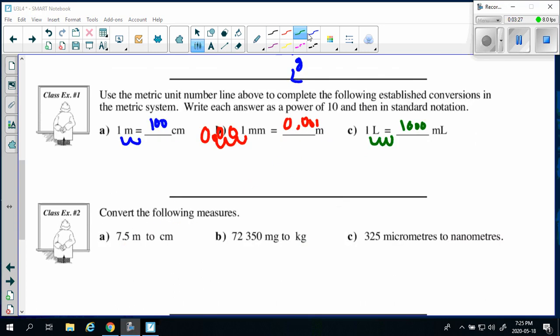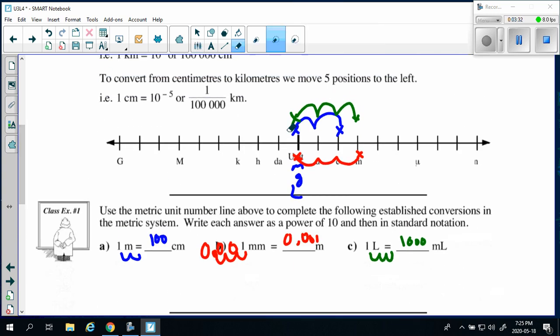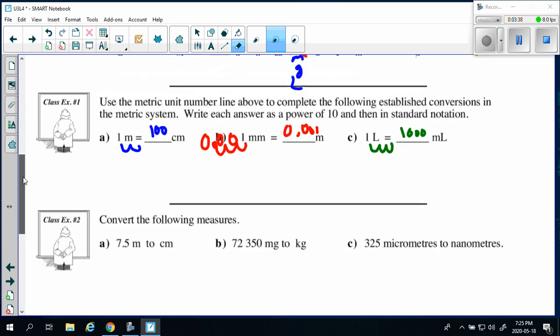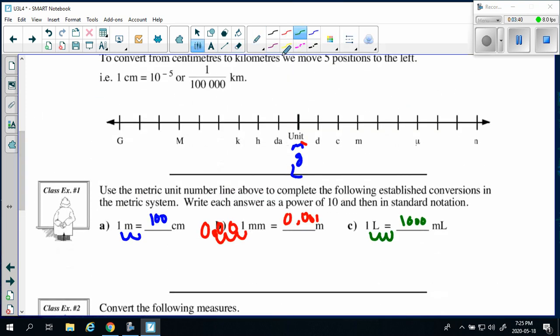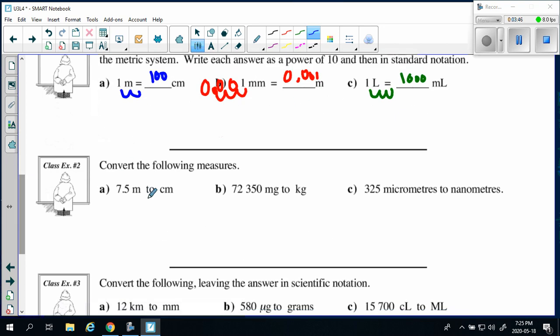What if the number is not 1? What if we're asked to convert 7.5 meters to centimeters? So let's just erase our old work here. And we're starting with 7.5 meters. So we're starting here. And we're going to centimeters, which is here. So 2 steps to the right. So the decimal place is going to move 2 steps to the right. So we're going to have 750 centimeters.